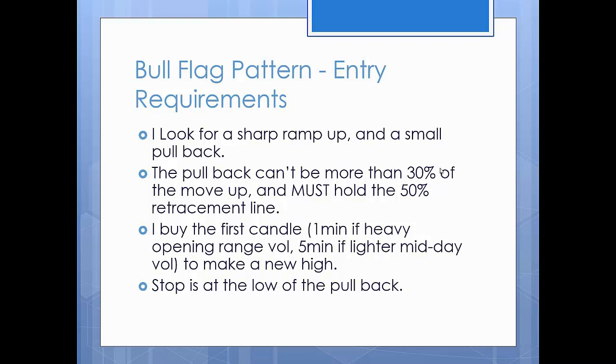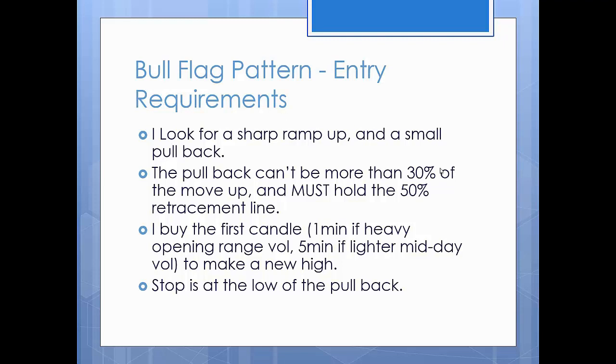So, bull flag patterns. When we're looking for the entry, we want to see that sharp ramp up and a very small pullback. Generally, I don't want to see the pullback be more than 30% of the move up, and it has to hold the 50% retracement line. So if something spikes up $1 and pulls back to 70 cents, that's fine, that's good. Pulls back to 50 cents, well, I don't really like that so much. Breaks 50 cents, it's no good. It's broken its pattern.